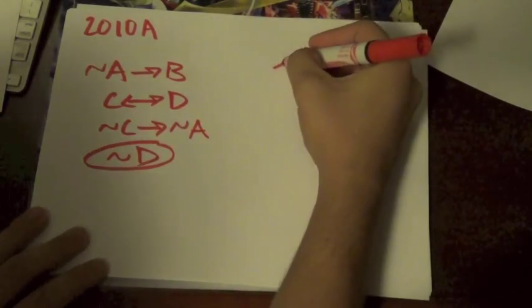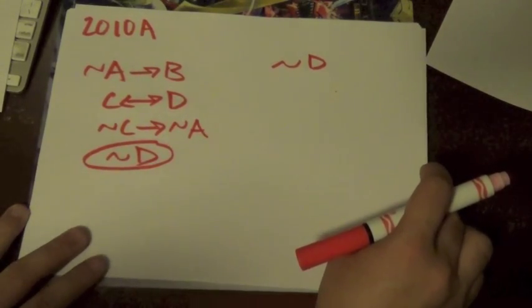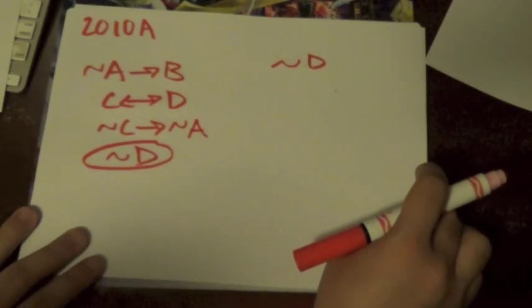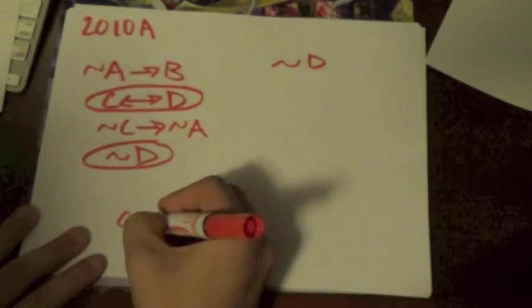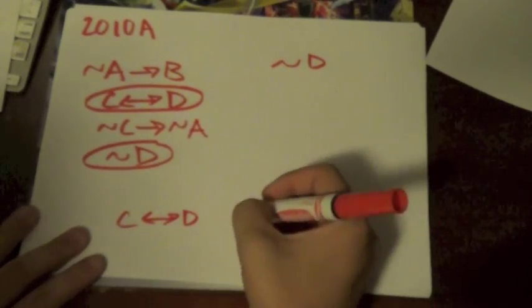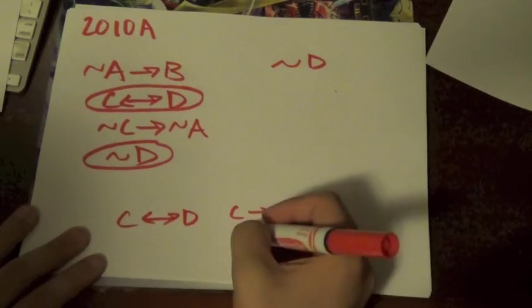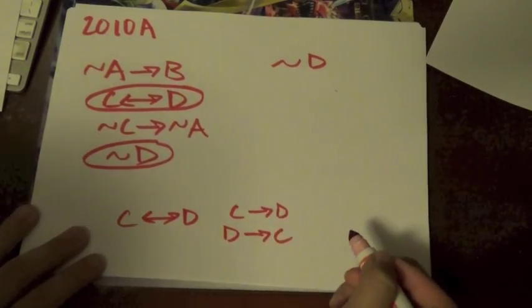We need to use that as a starting point. In order to continue, we'll need to connect this to a conditional statement. Let's take a look at the conditional statement that has D in it. That's the second one. We'll take a closer look at the bottom. This is a biconditional statement, which means 2 things. If C, then D, or if D, then C.